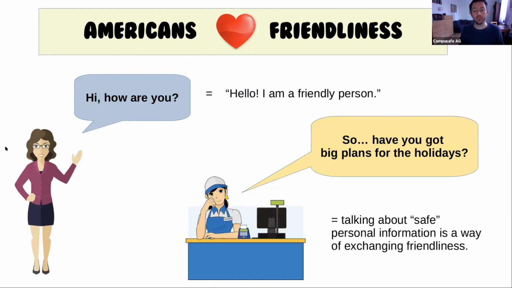So talking about safe personal information is another way of exchanging friendliness in American culture. And so you might like this, you might not like this, but it is part of our culture. So if you have to work with Americans as colleagues or as clients or another kind of partner, then just keep this in mind. Again, don't overdo it. You don't have to be best friends. You don't have to be fake. But to show a little bit of warmth, a little bit of friendliness feels very important to Americans. And to be positive. That's another idea here, is that we want to be positive.